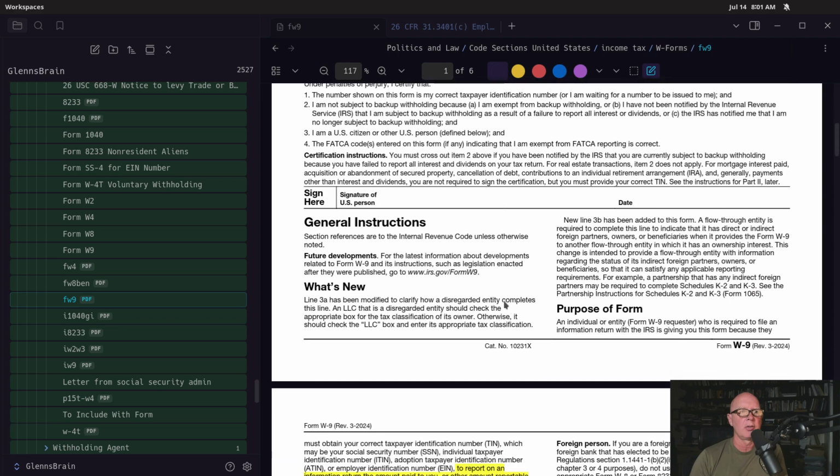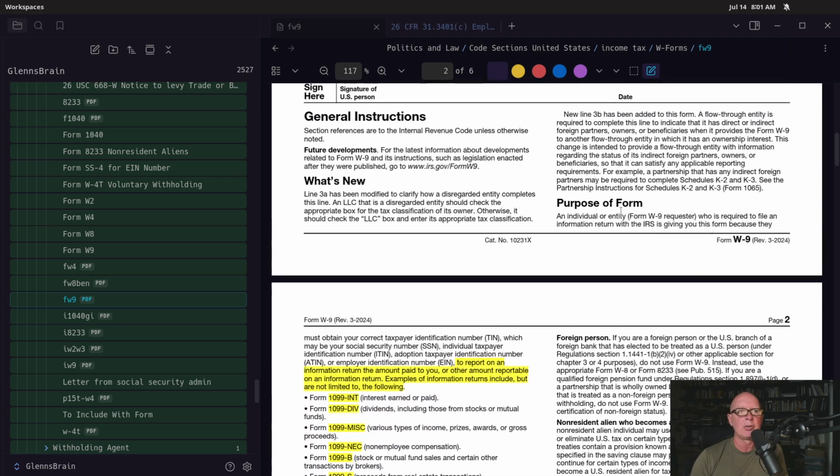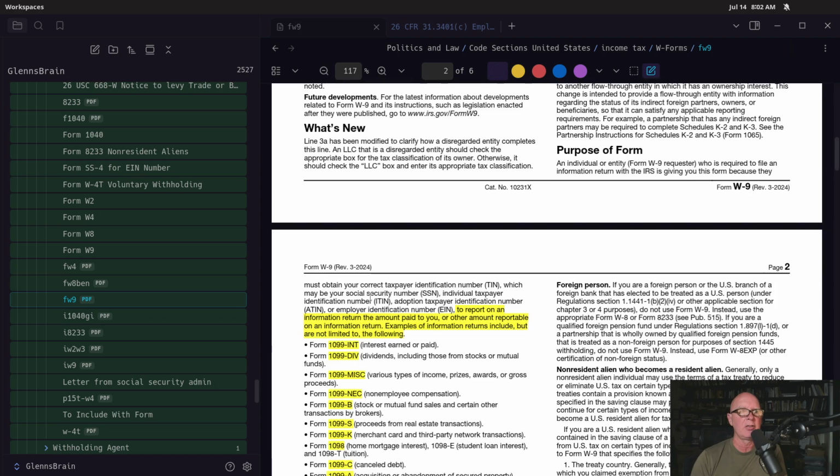But if you look on the W-9 itself, you'll notice right here it says purpose of the form, and it says an individual or entity, the requester, the person that's requesting that you fill out this W-9, who is required to file an information return with the IRS, is giving this to you because they need your taxpayer identification. And then it says to report on an information return the amount paid to you, or the other amount reportable on an information return. So there's something going on here, because we need to know what is reportable.